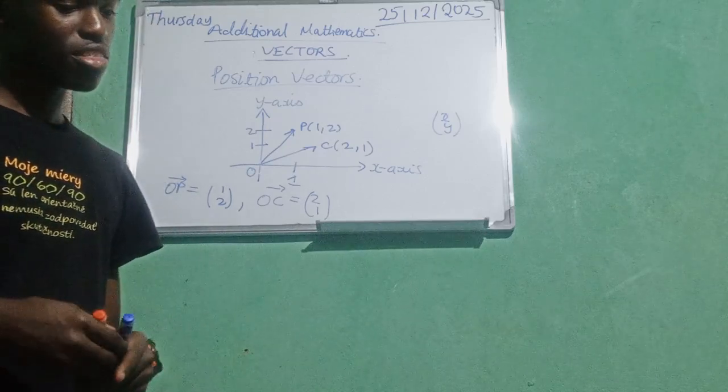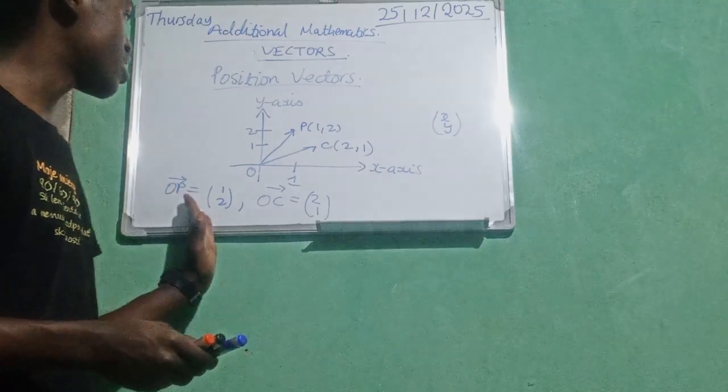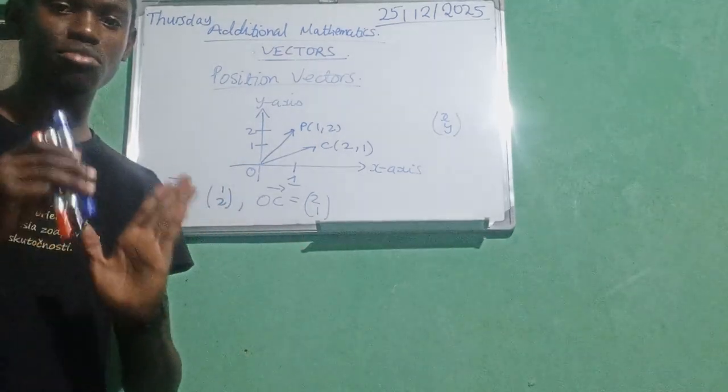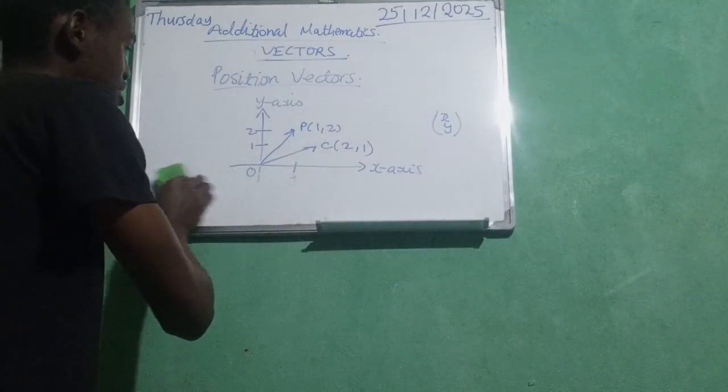So that has been the first part of the video, which is position vectors, vectors that start from the origin. The next thing that we're going to look at are collinear points. That will be in the next video.